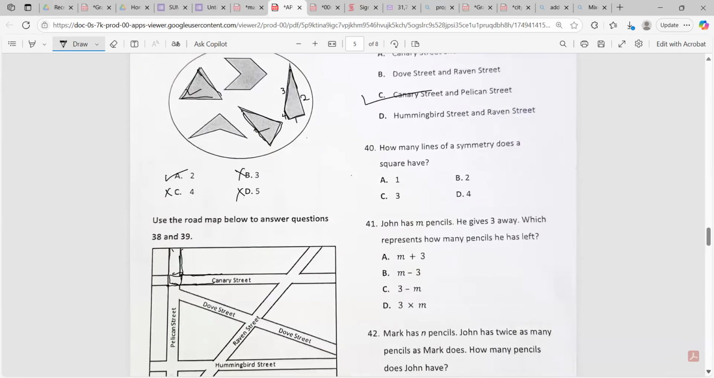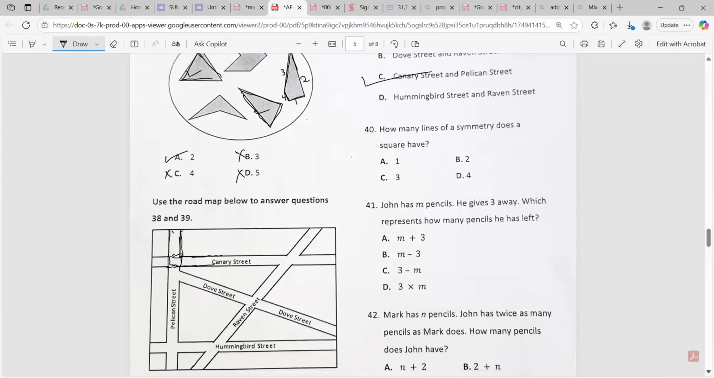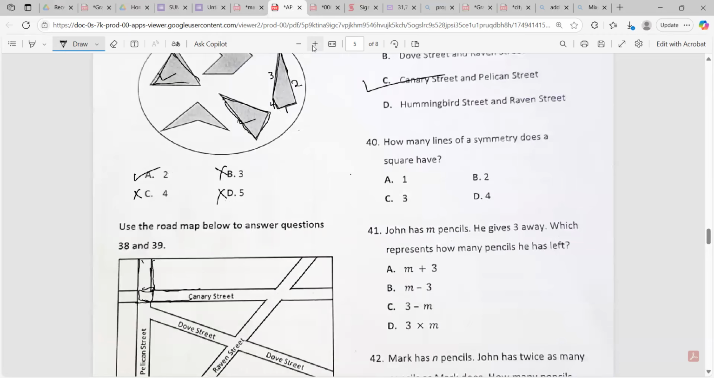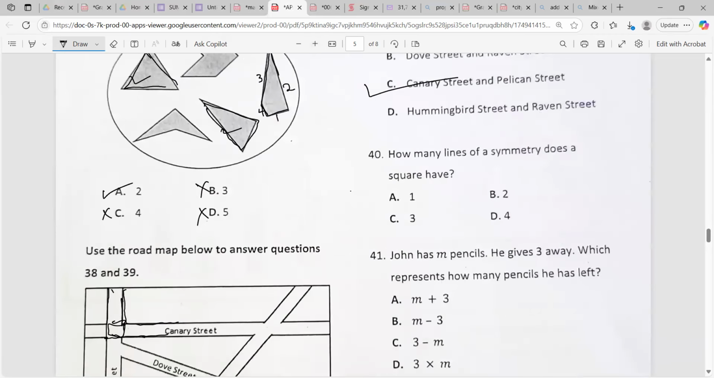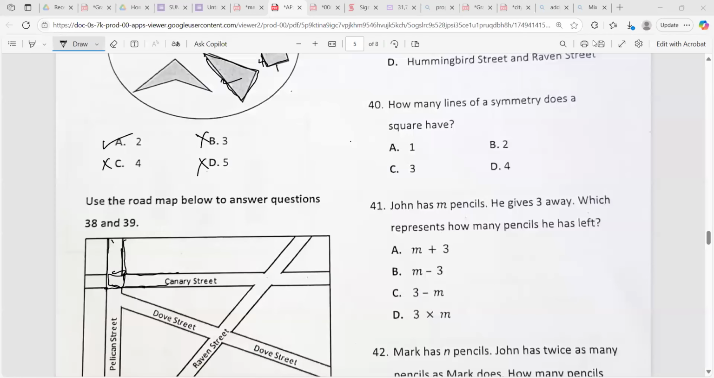All right, let's look at number 40. It says, how many lines of symmetry does a square have? How many lines of symmetry does a square have? So WhatsApp it, and then we can discuss it as a group. So we're at number 40. We are going well, we're going on well.